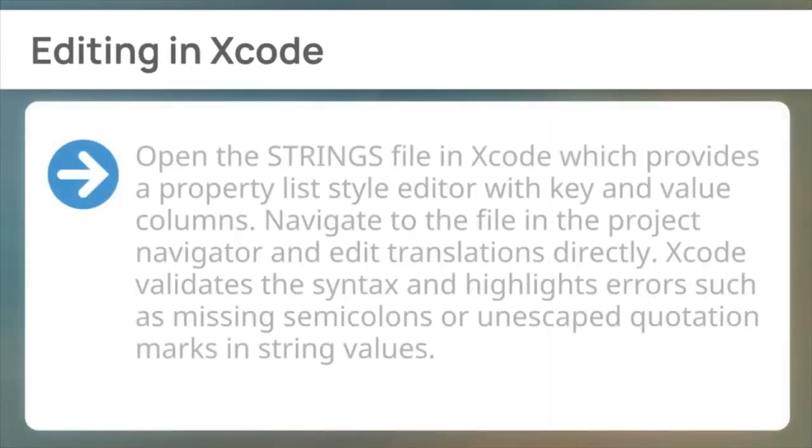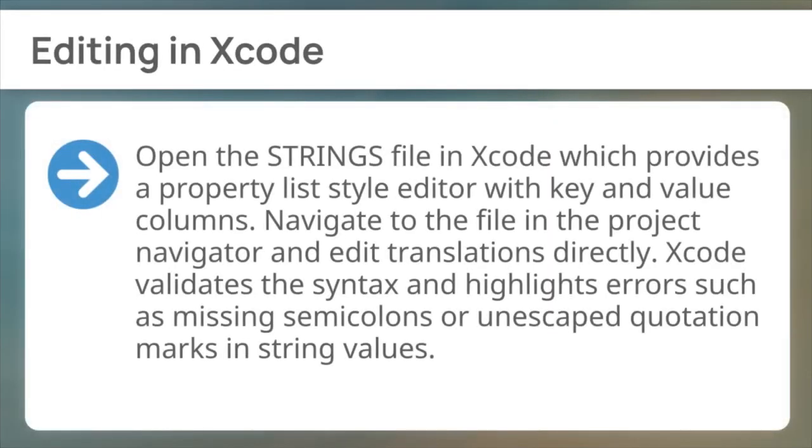First, editing in Xcode. Open the strings file in Xcode, which provides a property list style editor with key and value columns. Navigate to the file in the Project Navigator and edit translations directly. Xcode validates the syntax and highlights errors such as missing semicolons or unescaped quotation marks in string values.